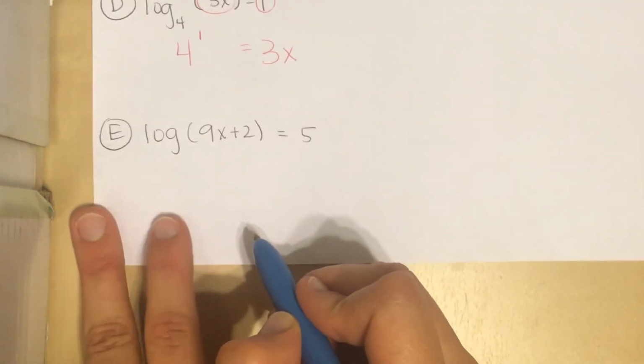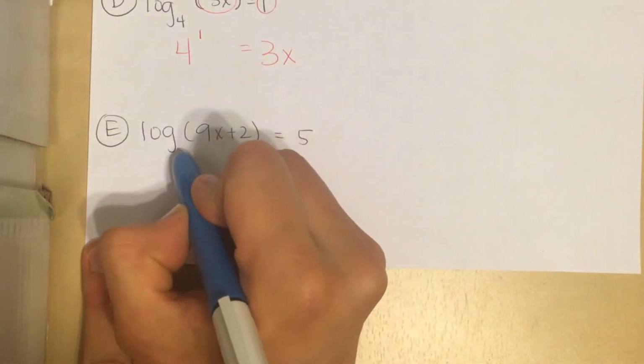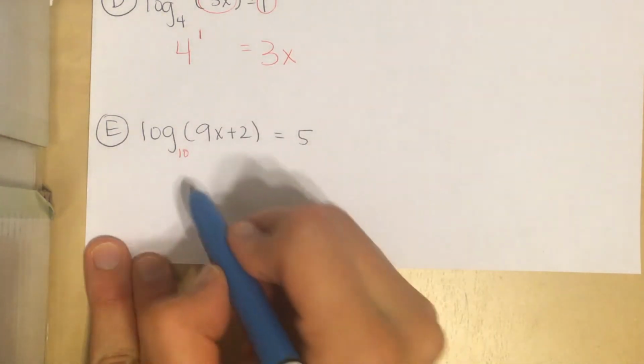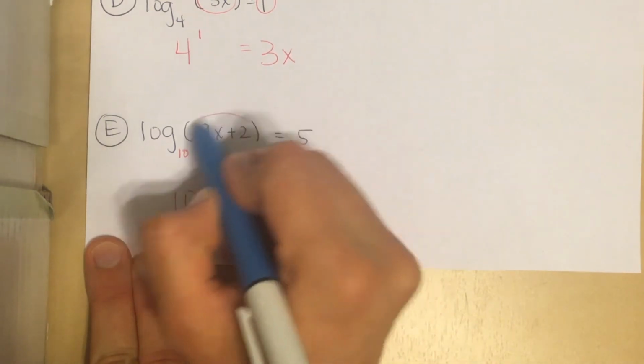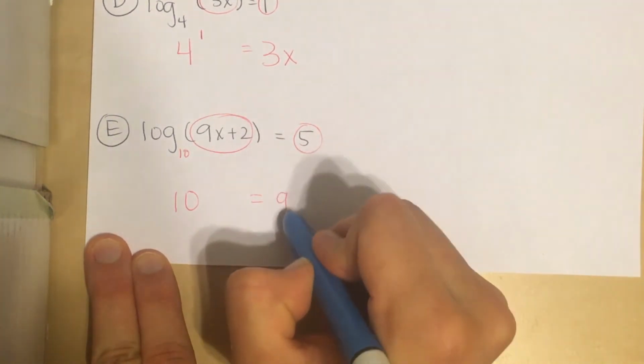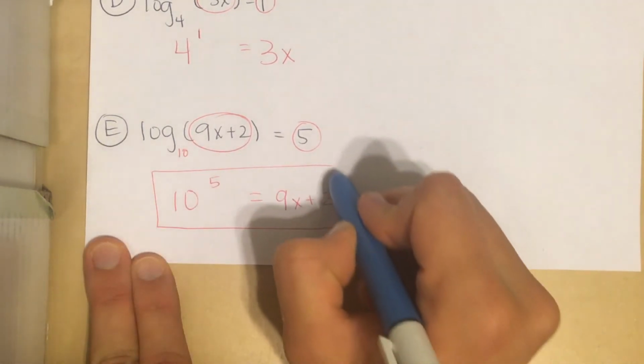And last, this is log of 9x plus 2 equals 5. This is a common log. Remember, that's an implied 10 there. So my base is 10, and the x and y switch sides of the equal sign. So the whole 9x plus 2 moves to the other side, and 5 becomes your exponent.